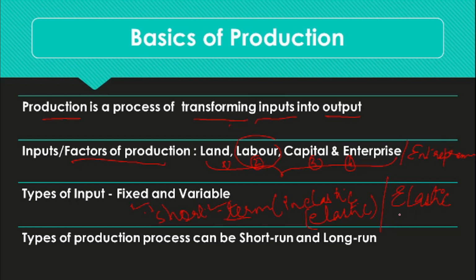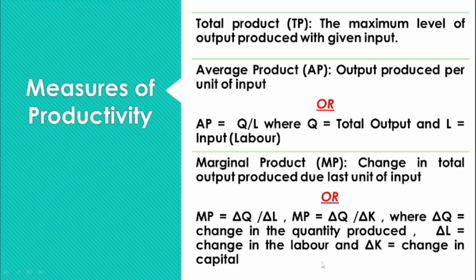So, in the long period of time, all the factors of production are considered as variable and there is no fixed factor of production. So, from this concept, we also arrive at these two types of production process, that is short-run production process and long-run. So, we of course divide the production function into two periods, short-run and the long-run, based on this condition of the availability, or the elasticity in the supply of the factors of production. So, this was all about the basics.